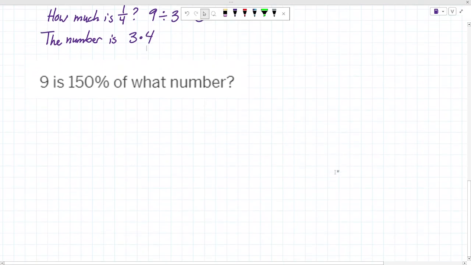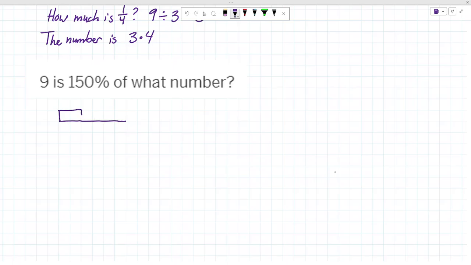The next one says 9 is 150% of what number? So we want to think about 9. Maybe on this one it'll actually be really helpful to draw a tape diagram. So let's make a tape diagram, and I'm going to make it 3 units long. So draw this along with me.